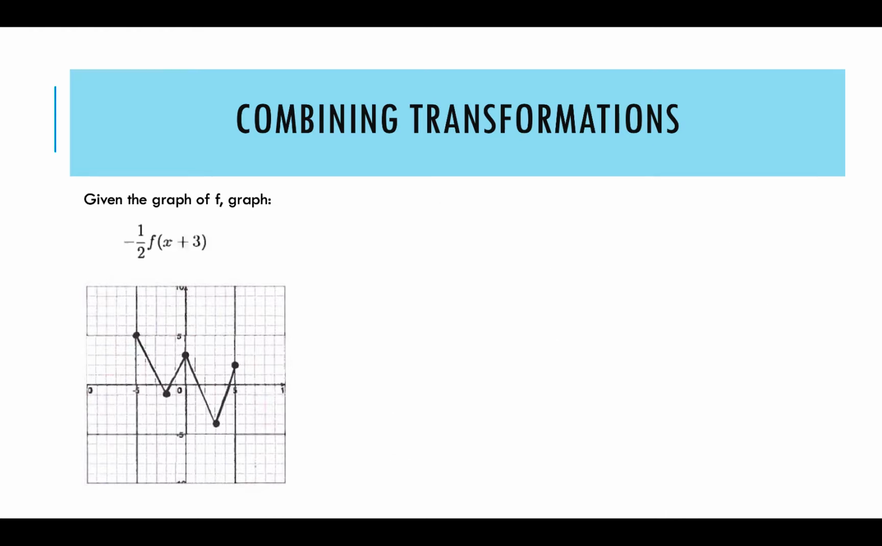So for this function, negative 1/2 is multiplied outside. That means it's in the position of a. And 3 is being added inside, so I'm subtracting negative 3. So my h is going to be negative 3. That's the number after the minus sign. And my a is negative 1/2. That's the number out in front of f.